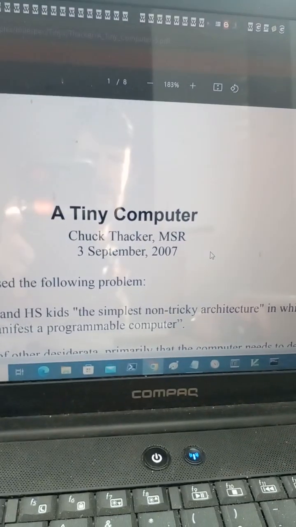He wrote this while he worked at Microsoft Research in September 2007. He died 10 years later of complications from esophageal cancer.